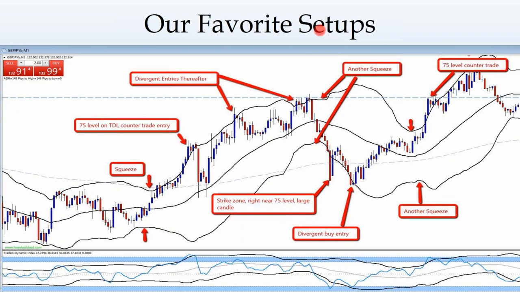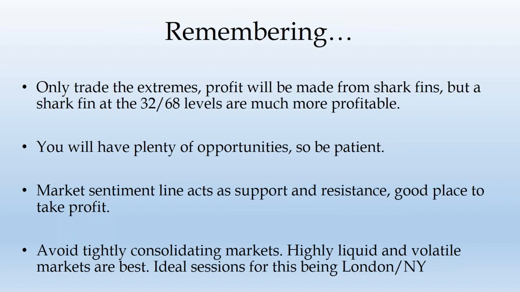Now let's go ahead and continue a little bit. Now remembering, guys, only trade the extremes. Profit will be made from shark fins, but a shark fin at the 32.68 levels are much more profitable. You have plenty of opportunities, so be patient. Market sentiment line acts as support and resistance, so it's a good place to take your profit, or you can use a static target of 2 to 5 for the 1-minute chart. Avoid tightly consolidating markets. Highly liquid and volatile markets are the best. Ideal sessions for this being London and New York. That's what we trade, okay?